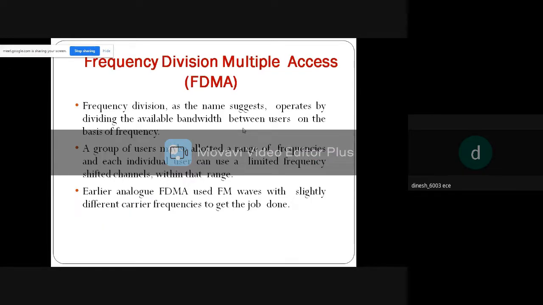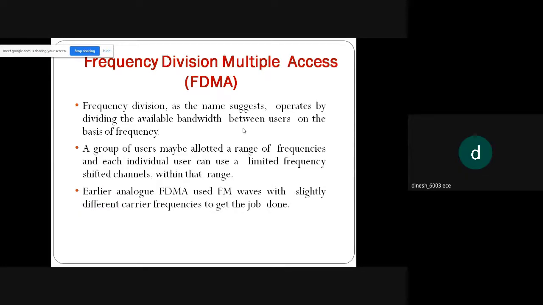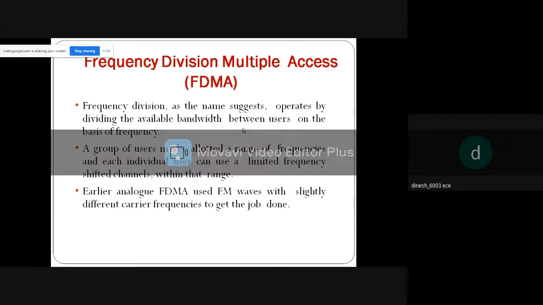FDMA, as the name suggests, operates by dividing the available bandwidth between users on the basis of frequency. A group of users may be allotted a range of frequencies, and each individual user can use a limited frequency-shifted channel within that range. The earlier FDMA used FM waves, which were very much easier to utilize.